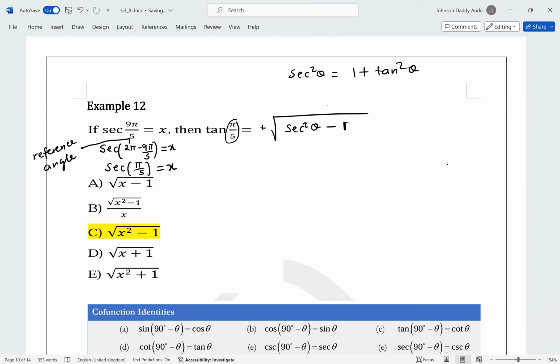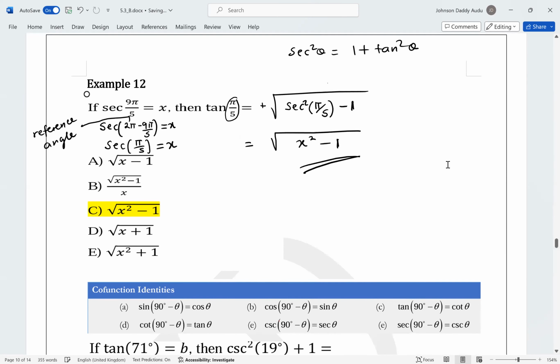Now we can use the sec. We're not going to use theta itself, but we're going to use sec squared pi over 5, and this is minus 1. Now this is going to be under the root. But what is sec squared? We know that sec pi over 5 is x. So this is just going to be x squared minus 1. Yes, so this is just our answer here: root of x squared minus 1. And the answer is C.